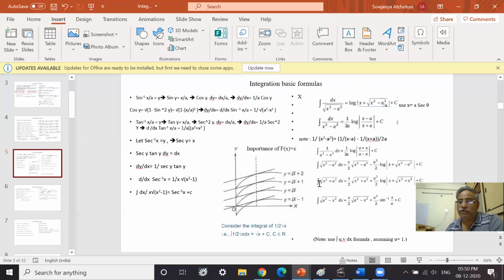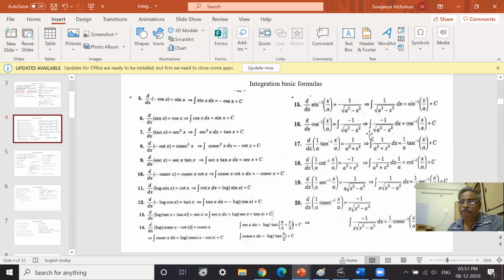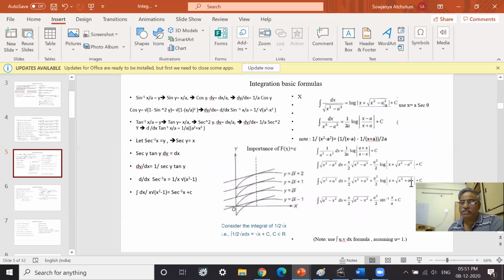Same here also, using the UV formula. For the square root of a square plus x square, or x square plus a square, it is either sinh inverse or log of x plus square root of x square plus a square by a, plus c. For a square minus x square, it is the same thing. I have put 1 here.